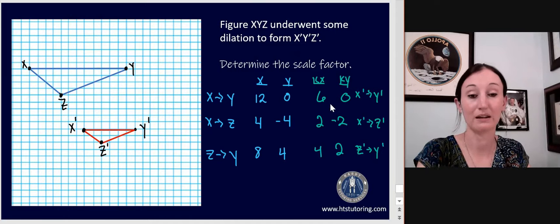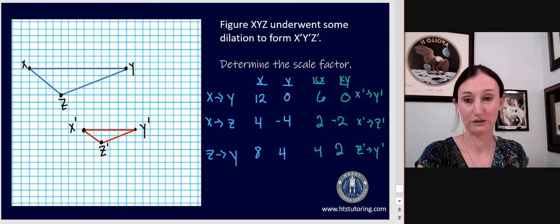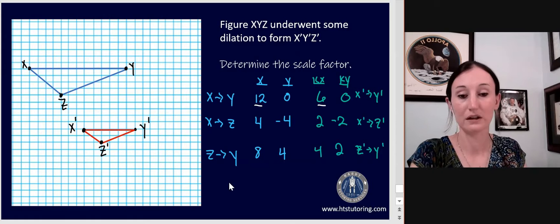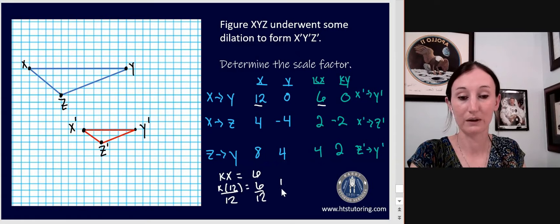So again, I can pick any of these, work out the equation. So again, I'll just do the first ones. So I'm going to have k times x equals 6. I will have k times 12 equals 6. Divide both sides by 12. I will have k equaling 1/2.